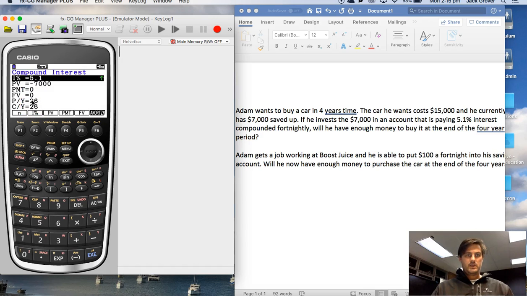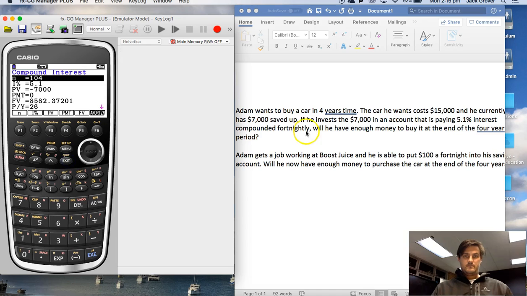So now we have input all the information we have. So we're going to find our future value. We can do that just by simply clicking on F5 that lines up with future value, and it'll calculate our future value for us. So if Adam doesn't make any payments, he is going to have $8,582.37 in that account, which is obviously not the amount he needs to buy the car, which is $15,000.